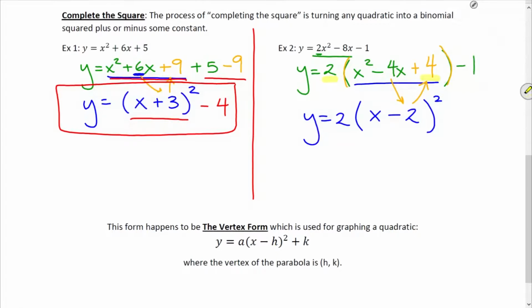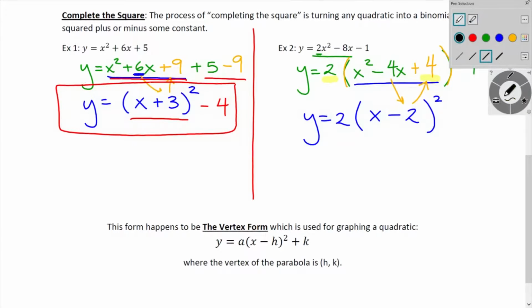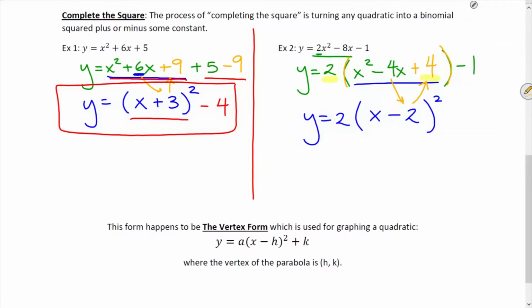So really, by putting that 4 in there, I have actually added 8 to this equation, right? So 2 times 4 is 8. So I've actually added 8 into the equation. So I must compensate for that to keep it equal by subtracting 8 out here. So don't forget that this term right here is this term. And so negative 1 minus 8 is negative 9.